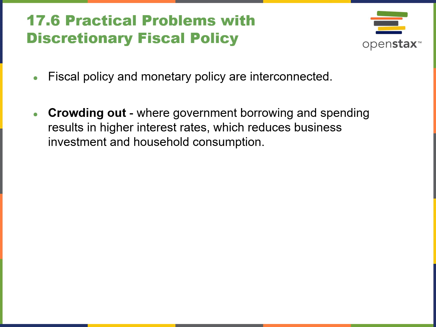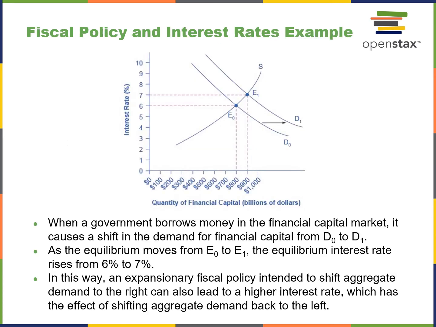They are interconnected. Crowding out is when government borrowing and spending in a higher interest rate environment reduces business investment and household consumption. That's the negative. Fiscal policy and interest rates examples. If people are tracking business news, this is what they are most familiar with: government policy with respect to the lending rates inside the United States or any given country.